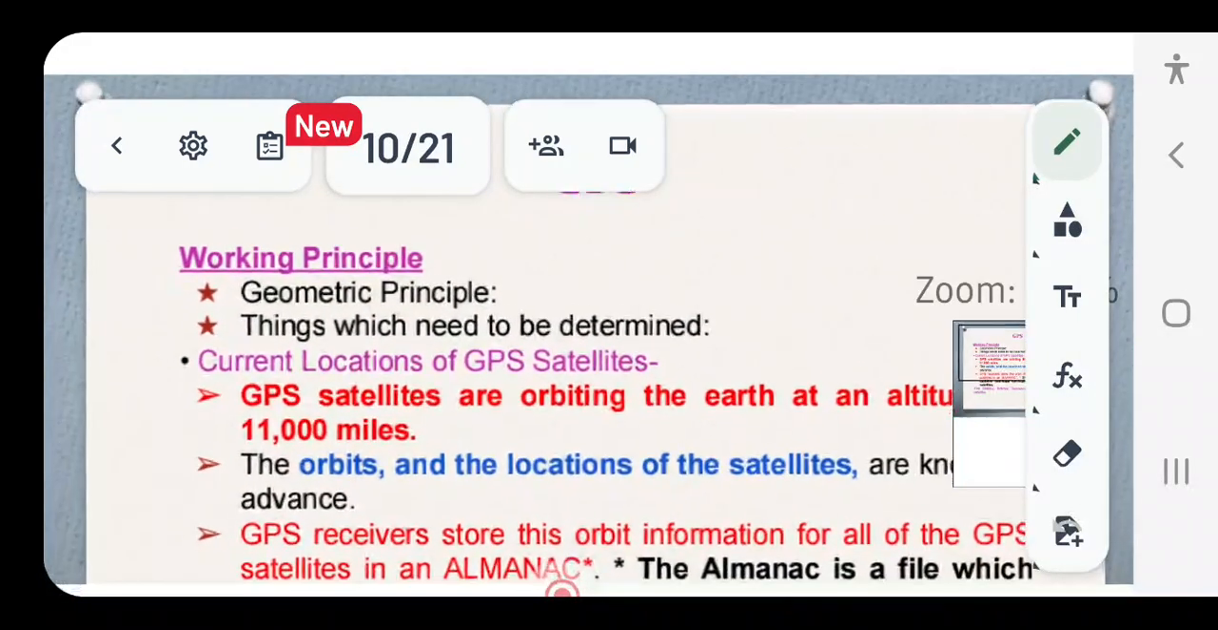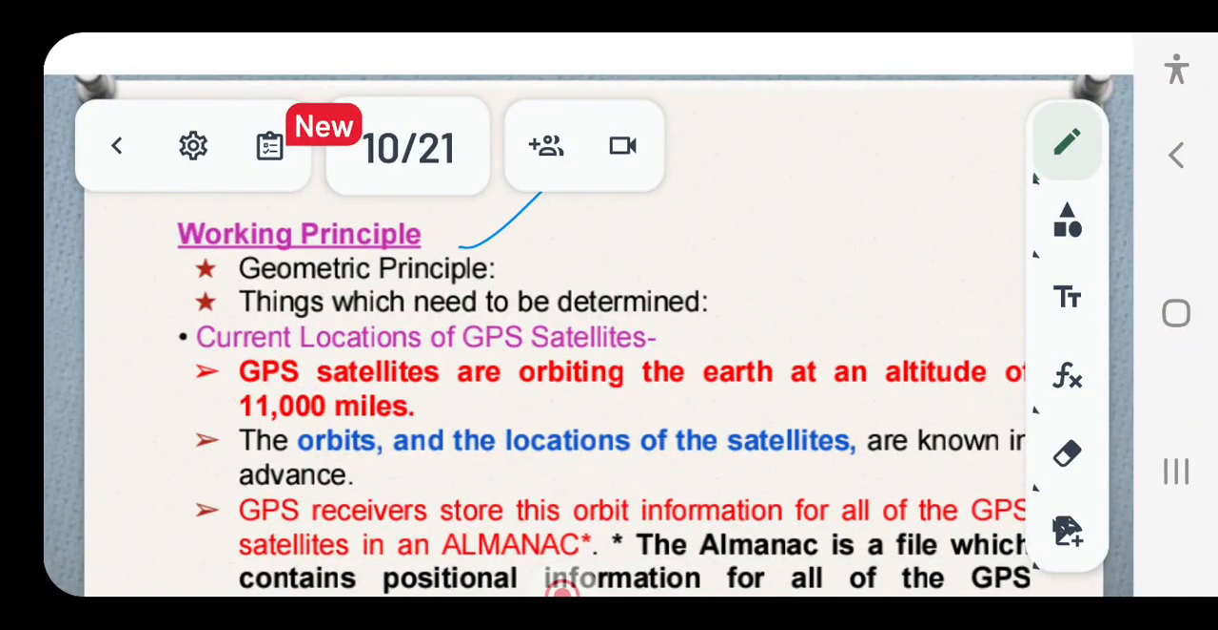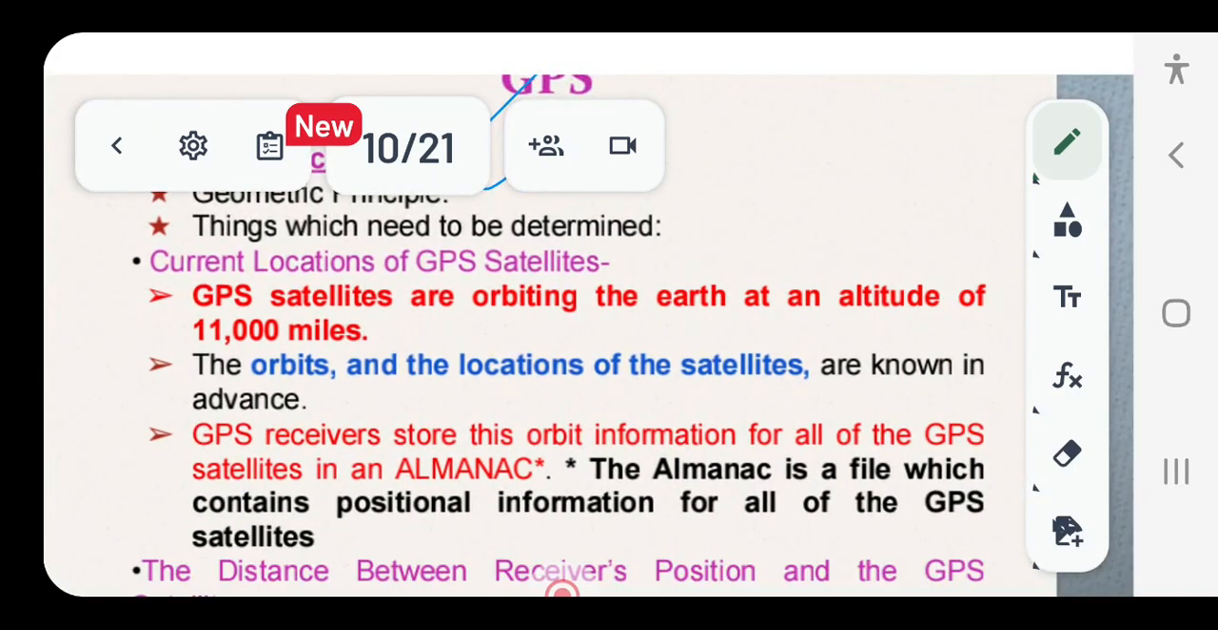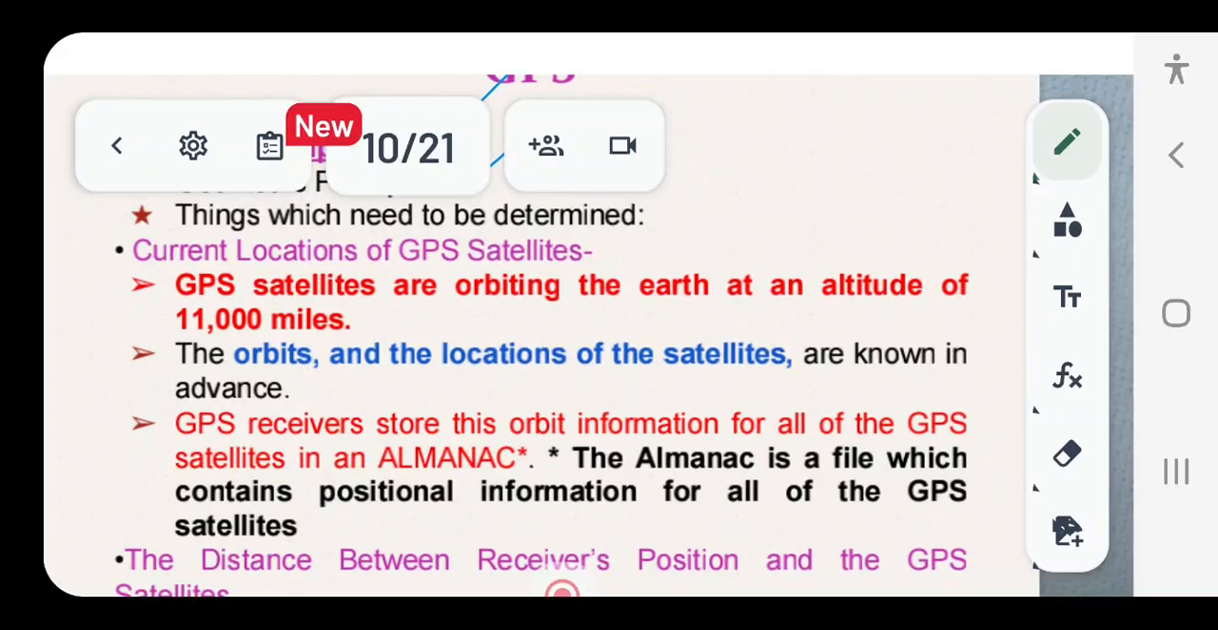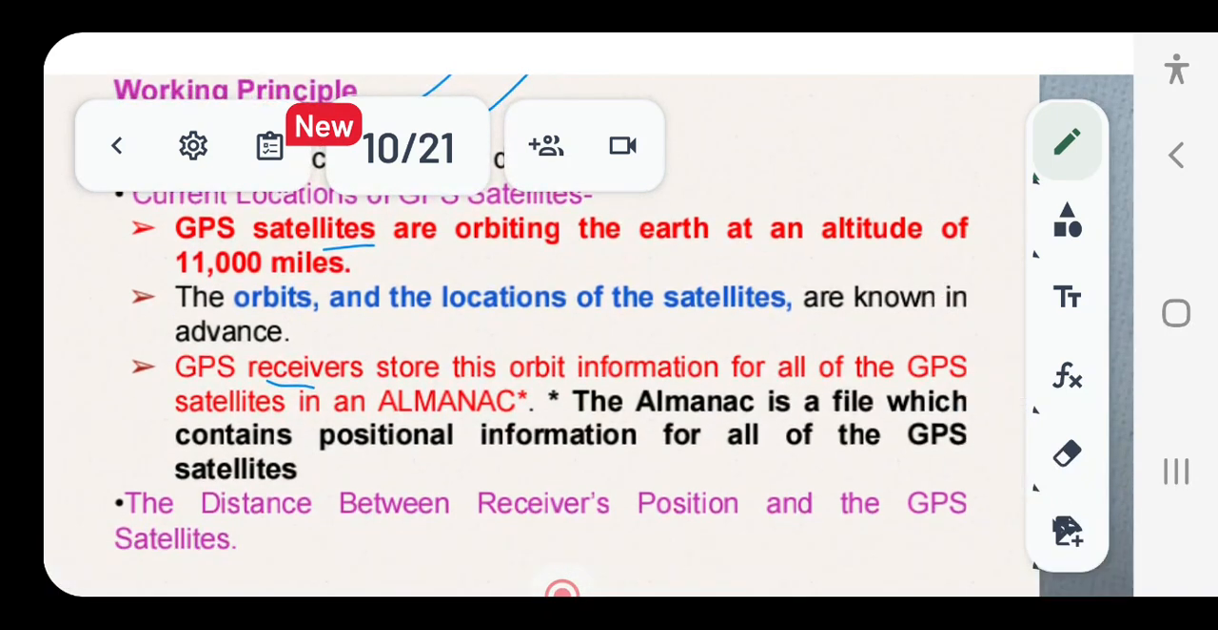Now, next comes your working principle. How actually the signal is located, or how actually the target is being located. It is done by a geometric principle. So the basic information that is to be determined is the distance between these GPS satellites and the receiver. The first thing that is to be determined is the positional information of all the GPS satellites, that is actually stored in an almanac.